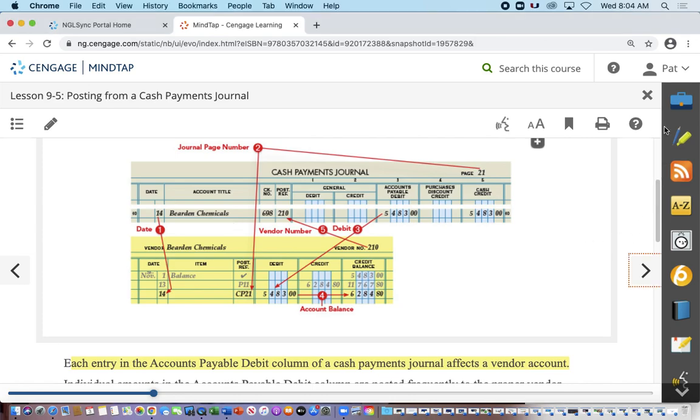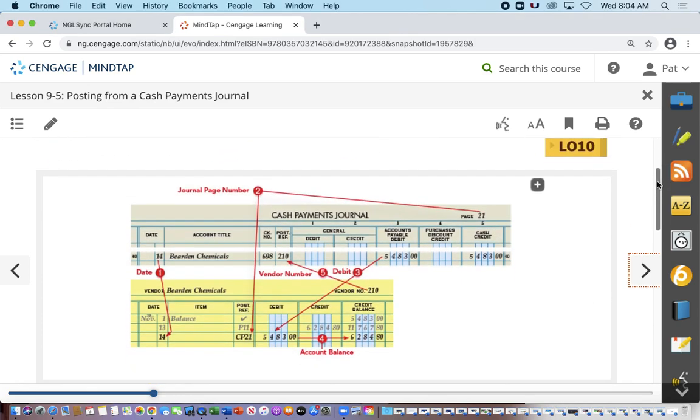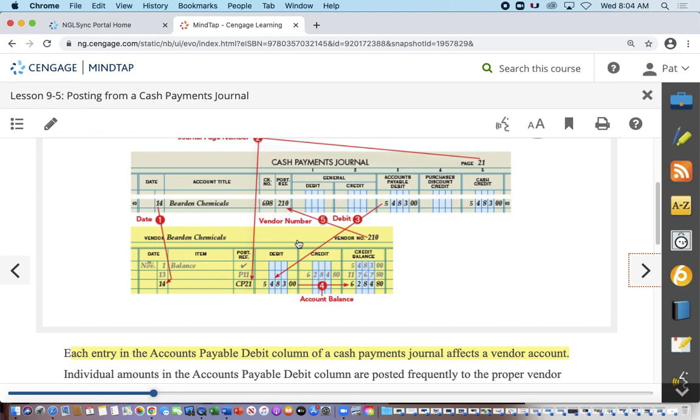Posting here, this is 9/4. When we post, they're talking about posting the accounts payable. So this is this column. We need to post it individually to the vendor and then the total to accounts payable. Does that make sense? So each individual one in the accounts payable will be posted.